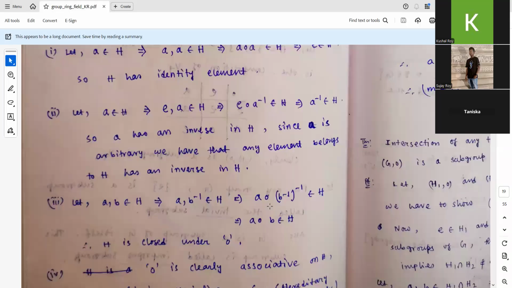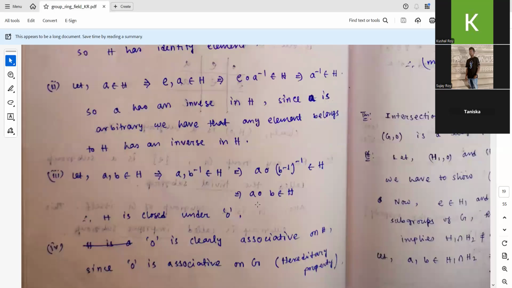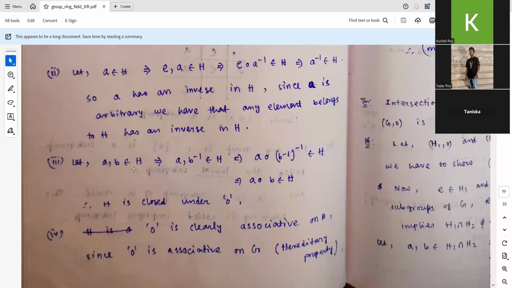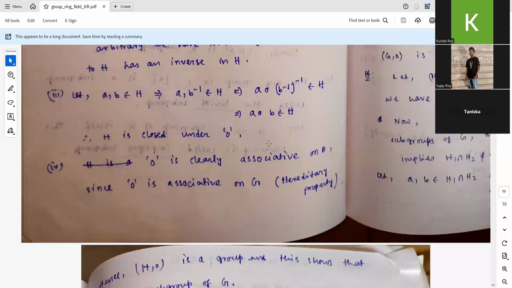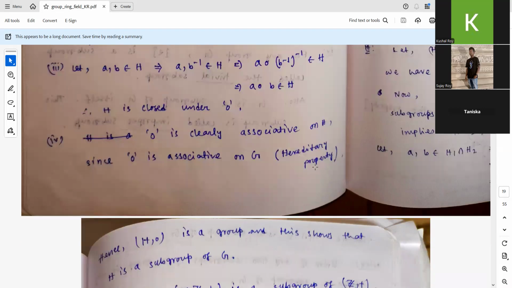So A and B inverse belongs to H means A composition B inverse whole inverse belongs to H. That means A composition B belongs to H. So A comma B belongs to H implies A composition B belongs to H. So it is closed under the operation. And since this composition is associative on G, it is also associative on H, since it is a hereditary property.